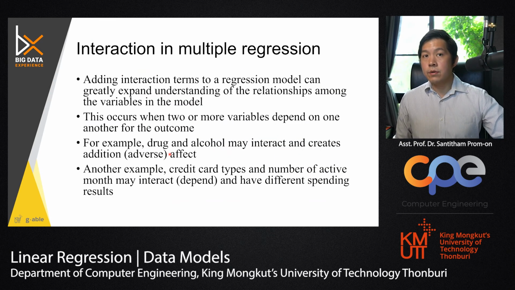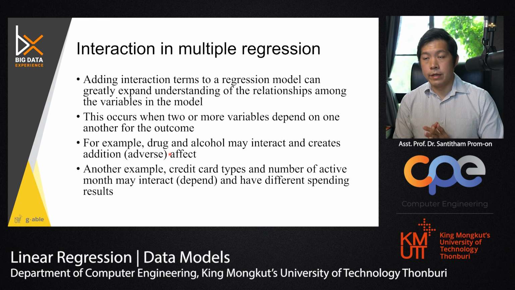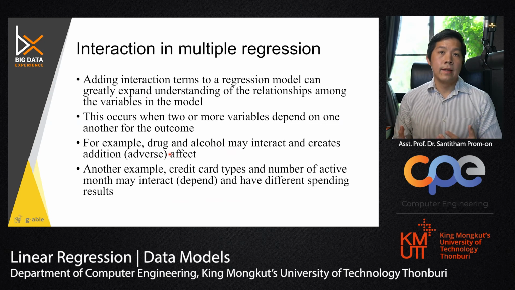You can also include an interaction term. Interaction terms are terms where you cannot look at one variable alone, but you need to combine them in order to explain that there is a certain interaction between variables to get the results. For example, think about drug and alcohol. These two may act together and create an adverse effect, right?